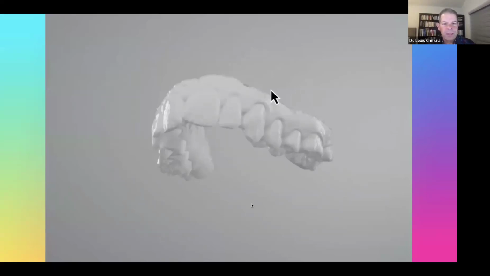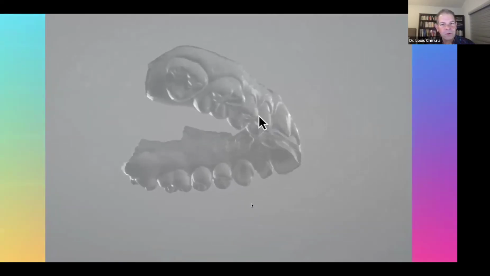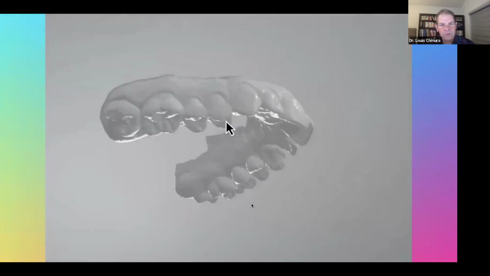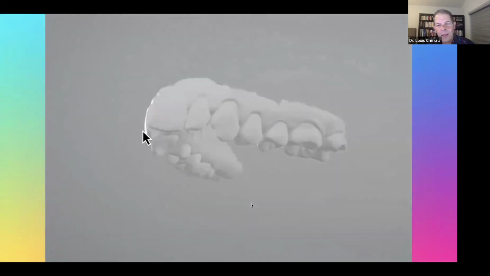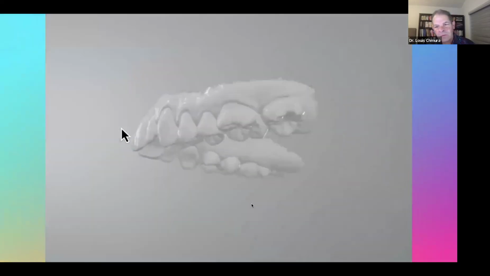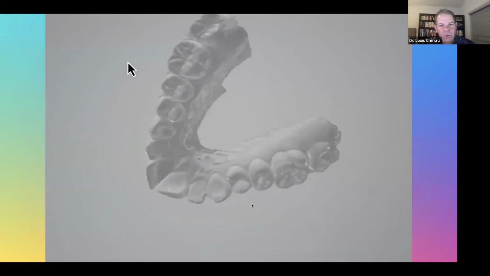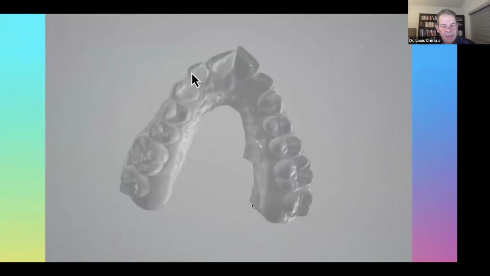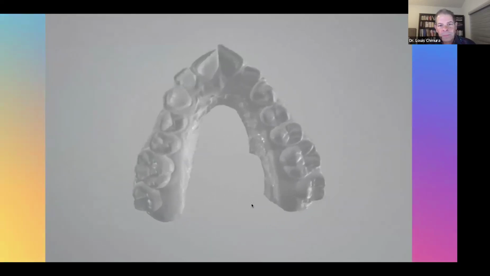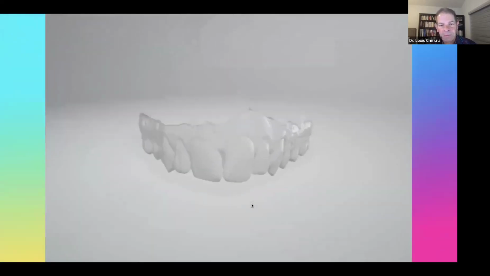So what should a good scan look like? Here's just one example. I moved it around. That's what the arrow is doing. You can see the gingiva all the way around, even distal to the second molars. You see zero voids. There's no voids between the teeth. There's no voids on the teeth. Everything is a solid piece. And for a liner treatment, this is a really good scan.